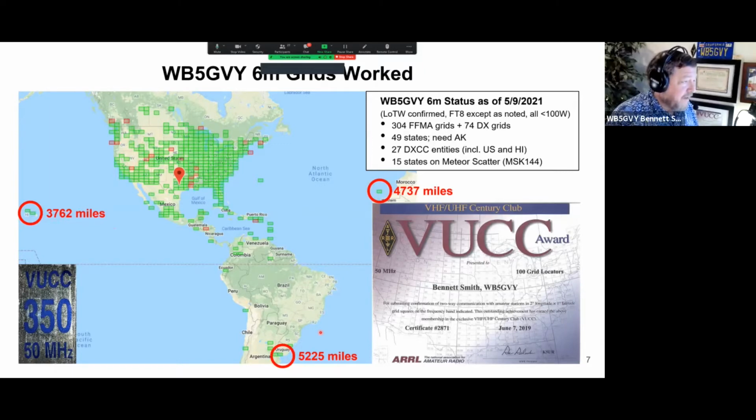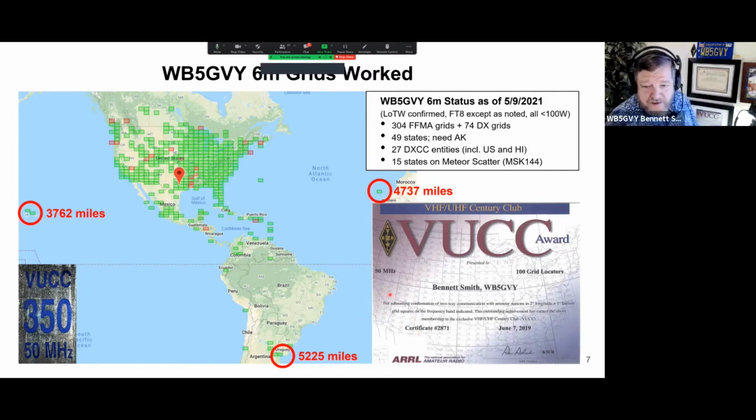I've worked 15 states so far on Meteor Scatter. We'll get into the details. I consider myself an advanced beginner because there's certainly a lot more to know about Meteor Scatter, but there's a lot we'll find out today.